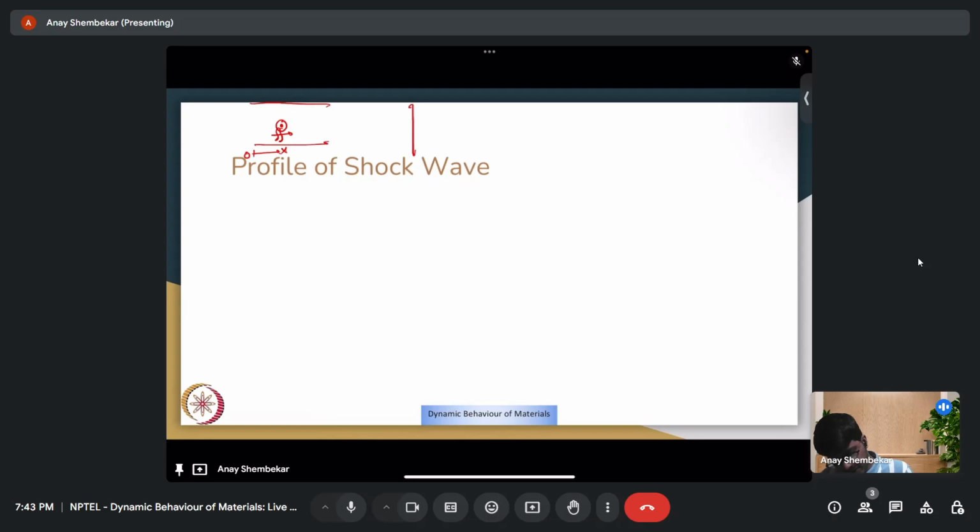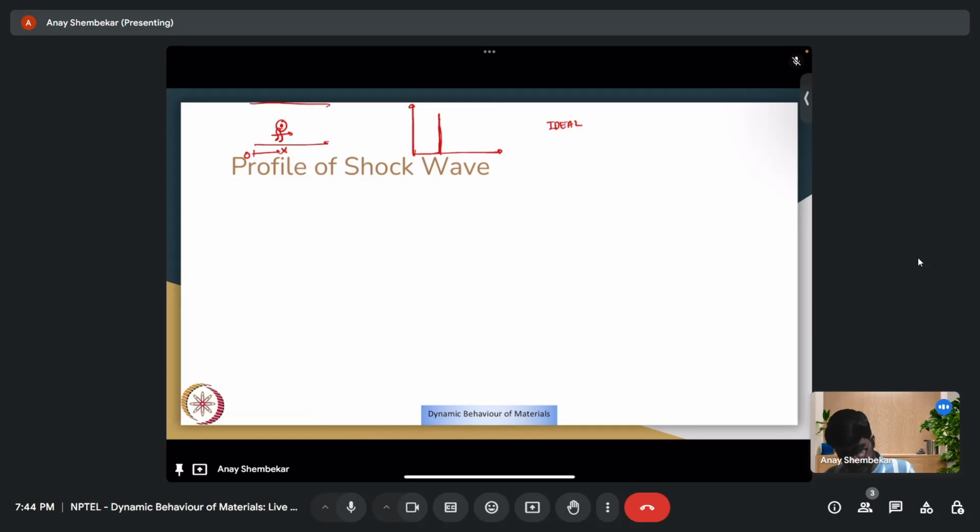Ideal profile would look something like this. There is a very steep shock front. We have already seen that this steepening happens because as the pressure increases, your wave velocity will also increase, and that would cause steepening of the wave front. Ideally, that would be a very straight line.